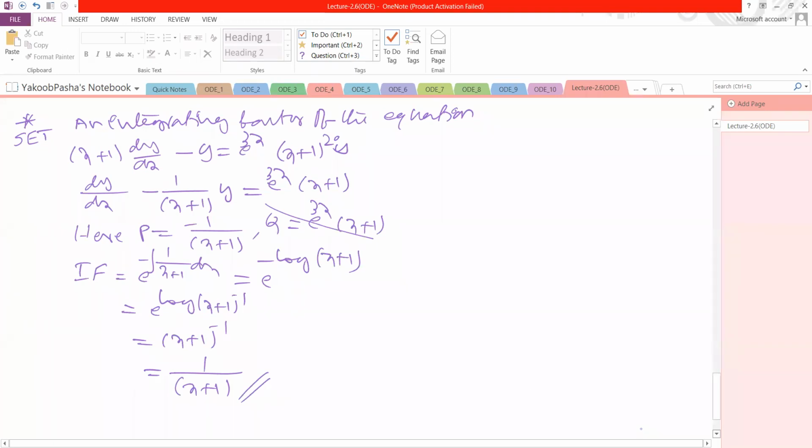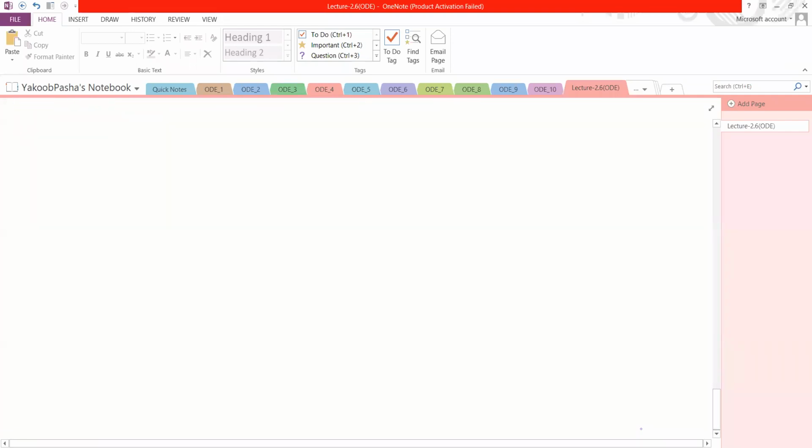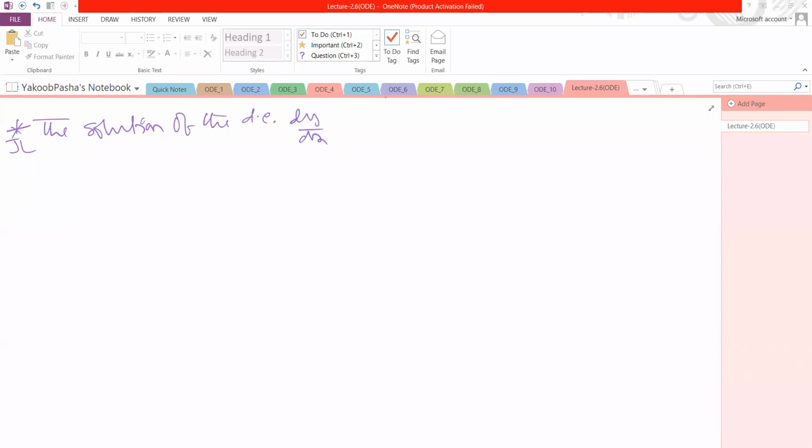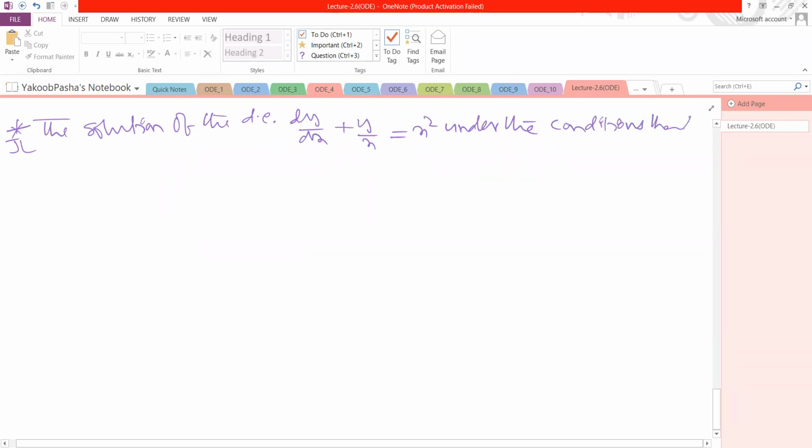Now I am taking another example. The solution of the differential equation dy by dx plus y by x is equal to x square, under the conditions that y is equal to 1 when x is equal to 1, is.